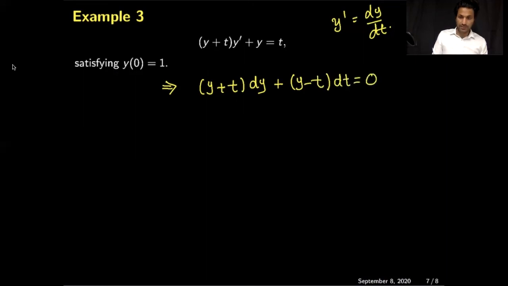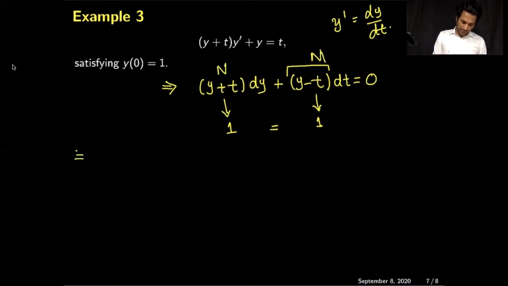I can write my differential equation in this form by moving t to the left hand side and dividing by dt on both sides. Now if I calculate the derivative of this with respect to t, it is 1. If I take the derivative of this with respect to y, it is 1. That verifies that this differential equation is an exact differential equation. Now this is my M, sorry, and this is my N.